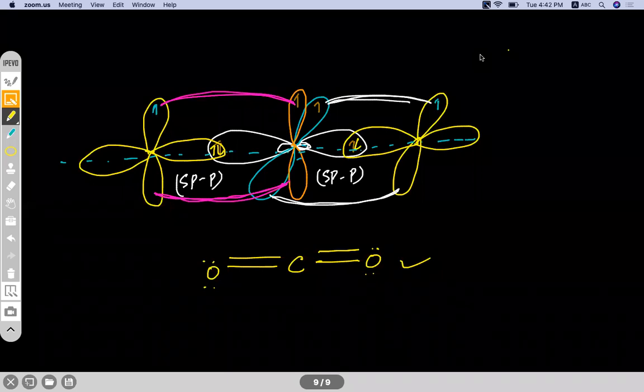Guys, does anyone have a doubt in this? How sigma and pi bonds are formed? Please respond, all of you, quickly.